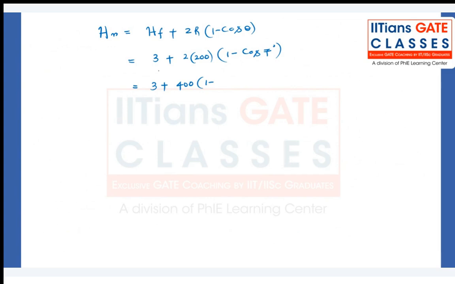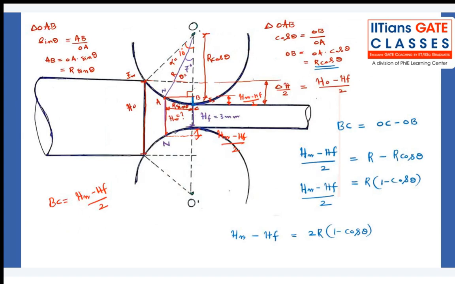Then if you solve this, find cos 7 degrees, and solve all those, you are going to get your Hn, the neutral plane thickness, 5.98 mm. Okay, 5.98 mm. Clear everybody, guys? Hope you understand. Only thing is here you need to understand.